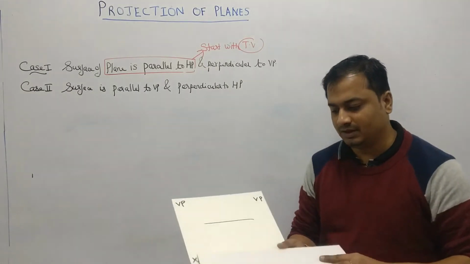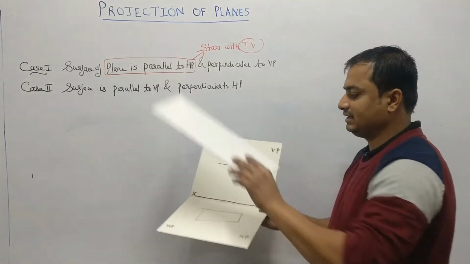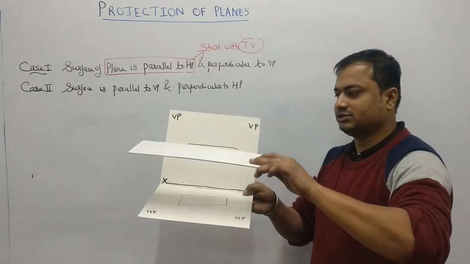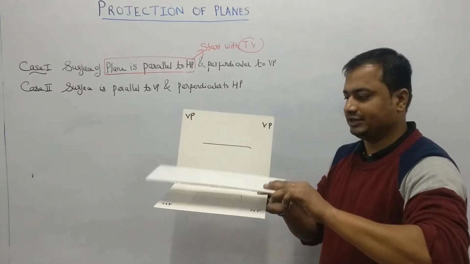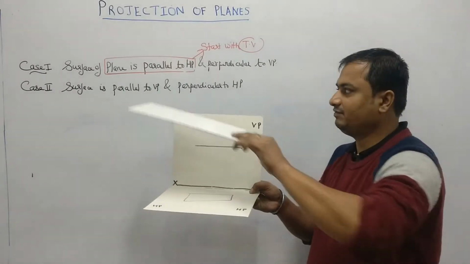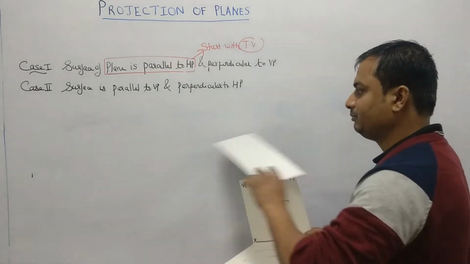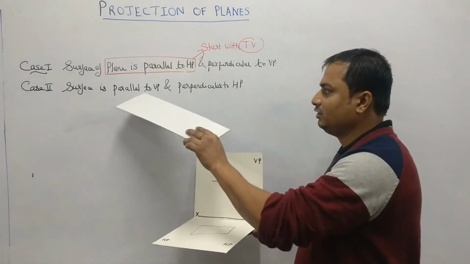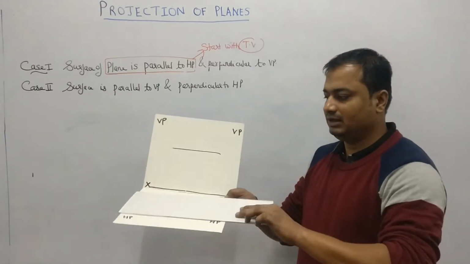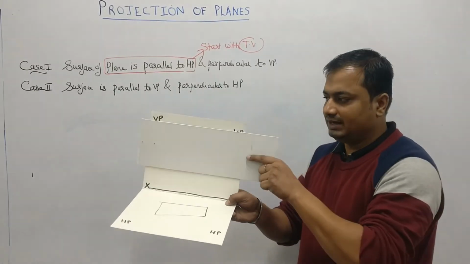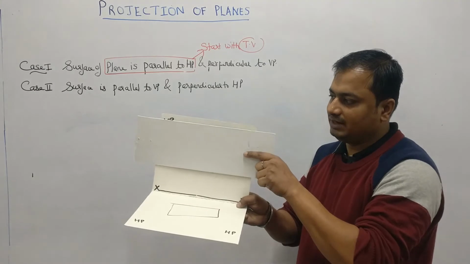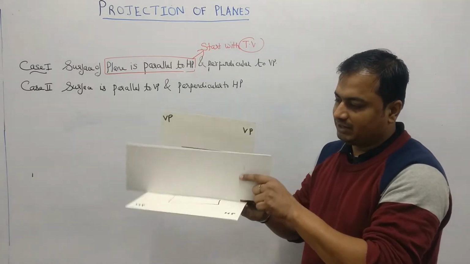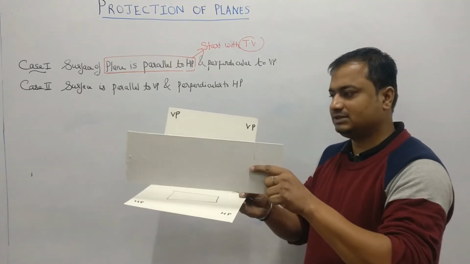So till now, the first case was the location of the plane parallel to HP. We have drawn the projections for the different planes also. Now the second case says that the plane is parallel to VP. So now the plane will be like this. The plane is now parallel to the VP and perpendicular to the HP. So this is the second case now.